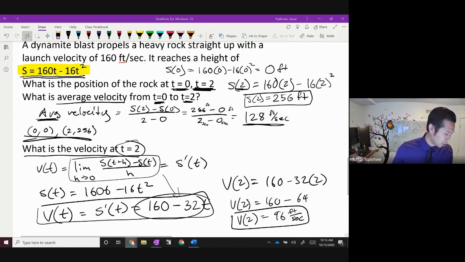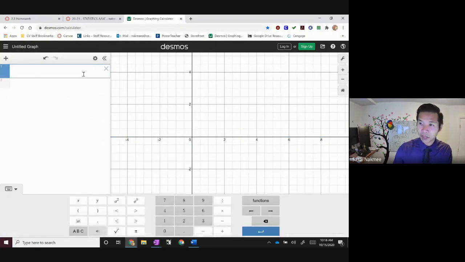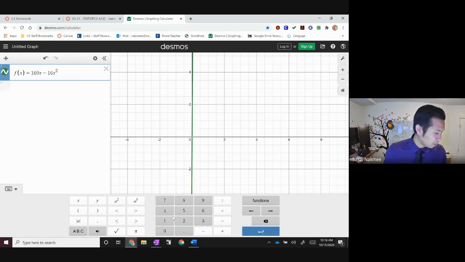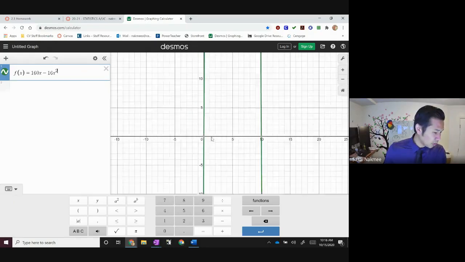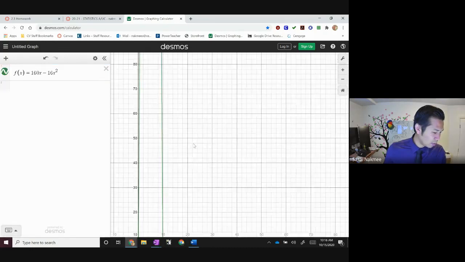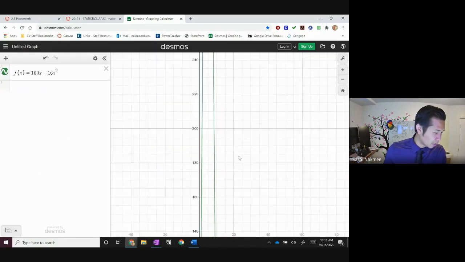But let me show you this real quick on Desmos. I just wanted to share this with you. The function is, let's call this f of x, I know it's s of t, but it's okay. I'm going to switch it out with this f of x function right here. It's going to be 160x minus 16x squared, which looks like this. This looks like this parabola right here, and it looks like it goes from 0 to 10, and it goes all the way up to, what's that number up there?